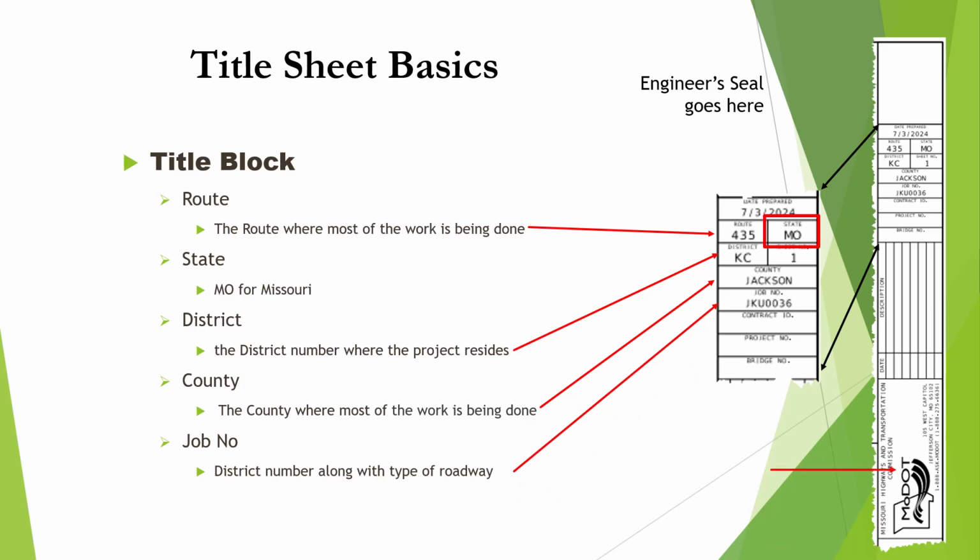Okay, so it's listed on that title block, and then the last thing you'll see is usually the engineer seal, which goes in that upper right-hand corner. In the bottom right, you'll see right where the MoDOT symbol is. If it's a consultant's file, you'll see their logos and symbols in there.